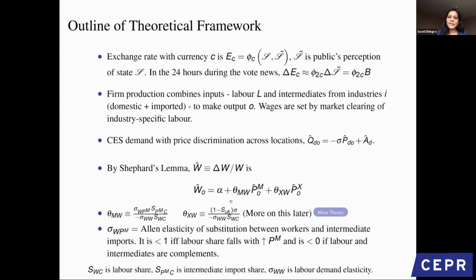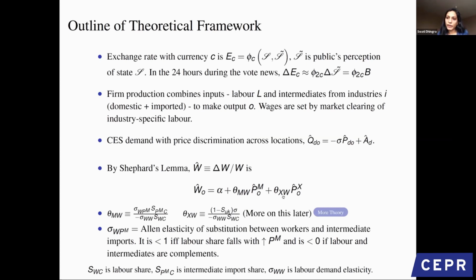So putting all these little pieces together, by Shephard's lemma, what one ends up with is that the percentage change in wages can be related to the percentage change in the intermediate import price index. So if the price of intermediate imports really goes up and workers and intermediates are complements to each other, then we should expect that wages would drop. So that's the pure elasticity that you would expect to find.